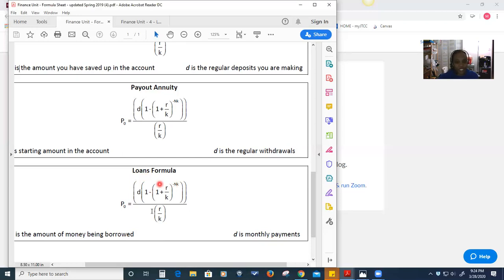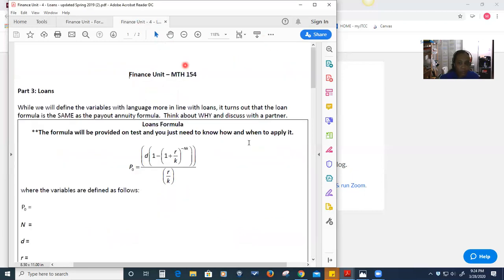All right. So now let's go on over to the worksheet and talk about, or write down, I should say, what the different variables stand for. Again, this is all pretty familiar to you.